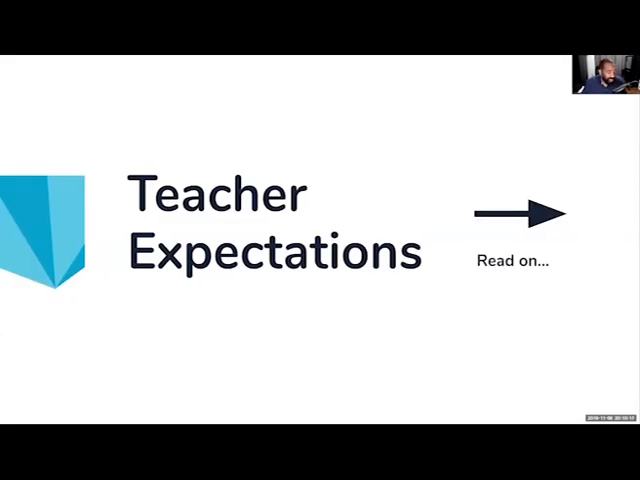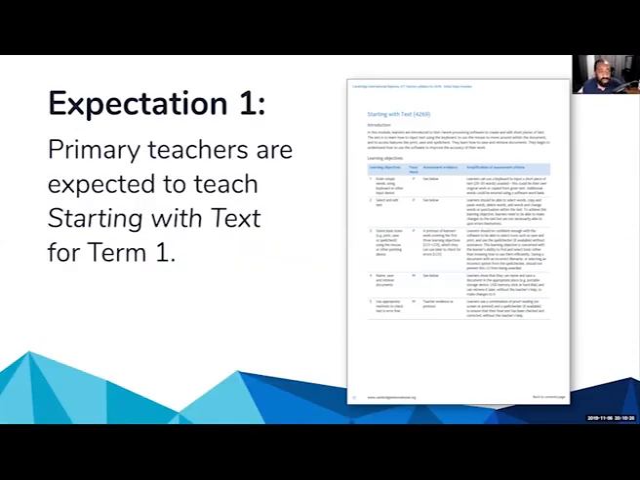So, teacher expectations as far as the ICT curriculum is concerned. First expectation: primary teachers are expected to teach starting with text for term one. Starting with text is the very first module in the Cambridge ICT Starters curriculum, the syllabus. This is the first page of that module that I'm showing to you on the screen. It's two pages, but this is the first page, and there are five objectives. The first objective is to enter simple words using a keyboard or other input device.